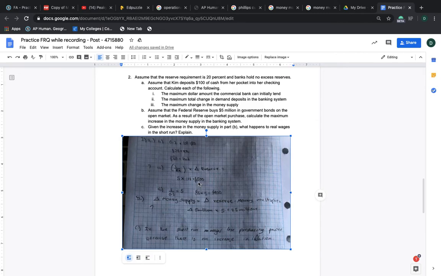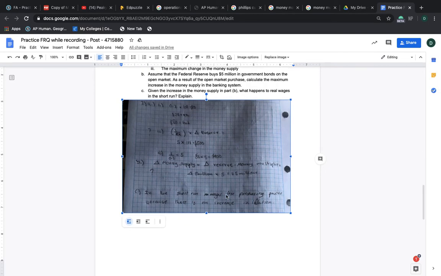Finally, in number 3, the maximum change in money supply. This was just the simple formula: 1 over required reserve rate times the value you can lend. So it's $80, and you multiply it. So 80 times 5, and it's 400.